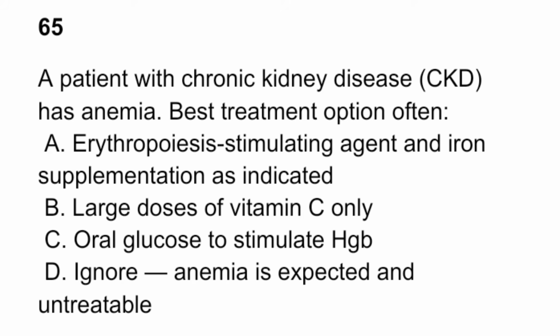65. A patient with chronic kidney disease, CKD, has anemia. Best treatment option often: A. Erythropoiesis-stimulating agent and iron supplementation as indicated. B. Large doses of vitamin C only. C. Oral glucose to stimulate hemoglobin. D. Ignore, anemia is expected and untreatable.